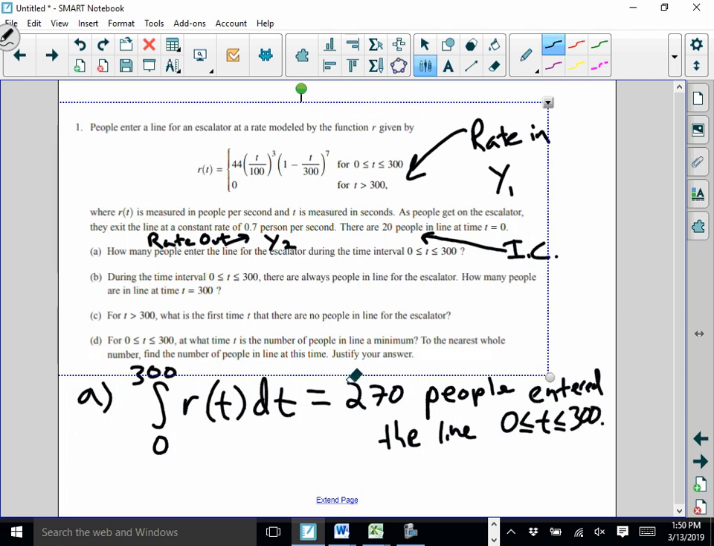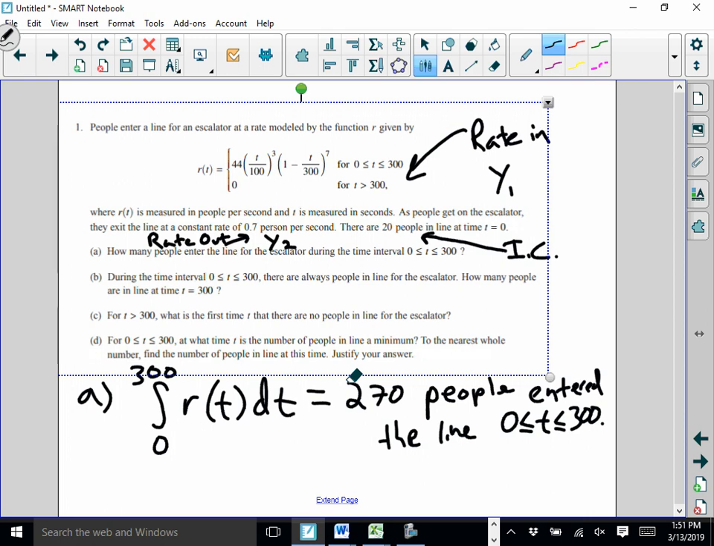So the initial condition was not important to solving that. I just want to know how many people got in line. If I want to know how many people got out of line, I would have to do the integral from 0 to 300 of 0.7. That would tell me the number of people who got out of line. Okay?